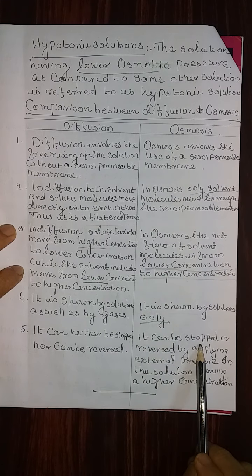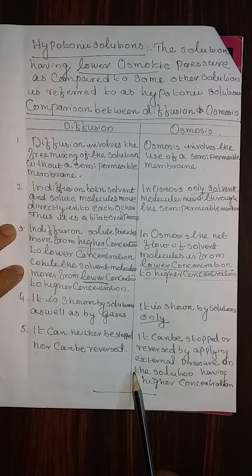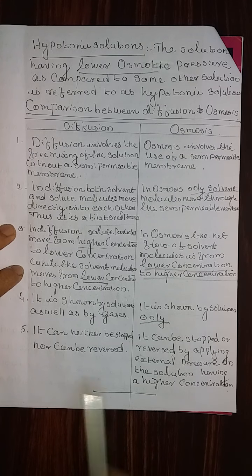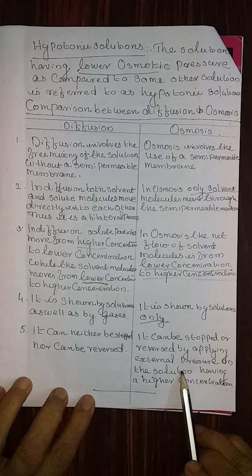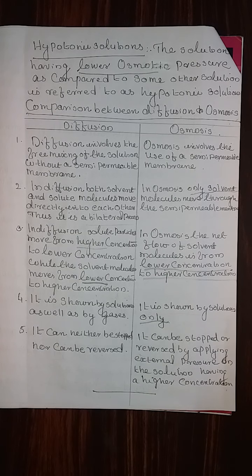5. It can be stopped or it can be reversed by applying external pressure on the solution having higher concentration. These are all the 5 differences between diffusion and osmosis, or the characteristics. Therefore, this is an important point.